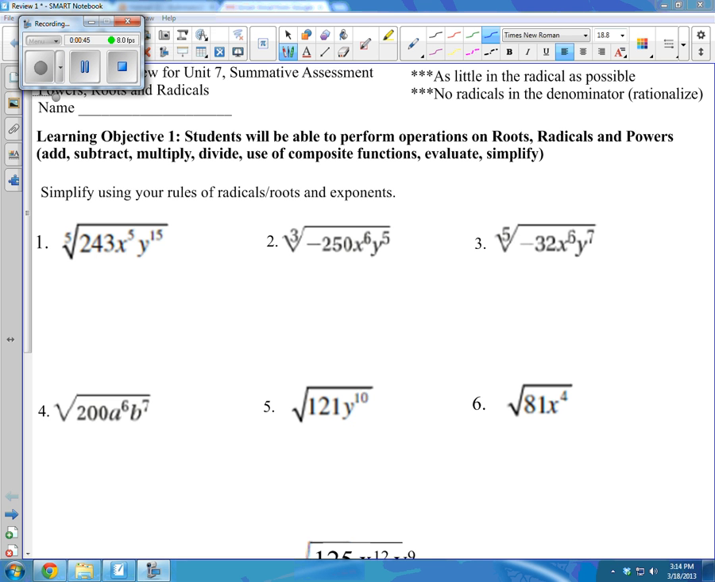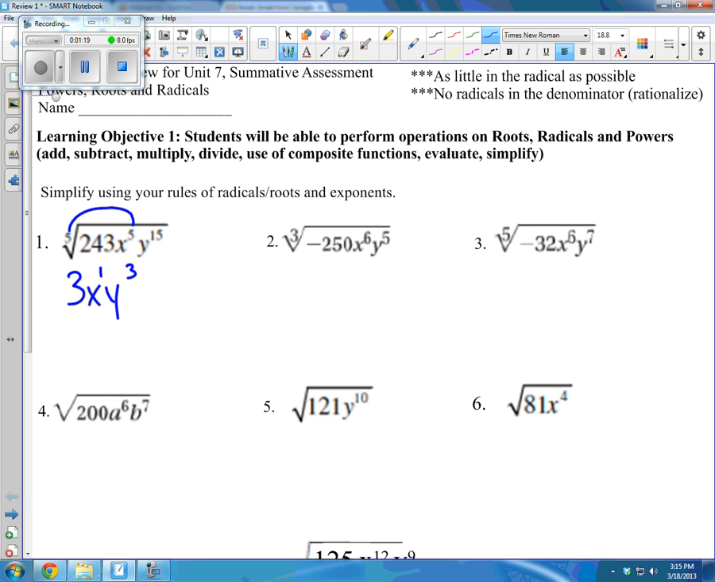So starting with number 1, looking at the fifth root, the first thing I want to check is does anything in there have a perfect fifth root? And everything does. So I'm just going to take the fifth root of everything that's in there. So the fifth root of 243 is 3, the fifth root of x to the fifth is x, and the fifth root of y to the 15th is y to the third. And again, the idea is I'm dividing the exponents into the other exponents. And what I get as my quotient when I do that division is the new exponent number.